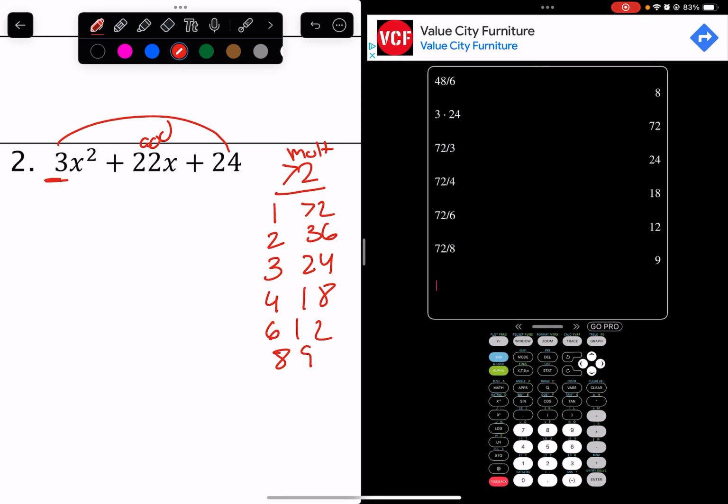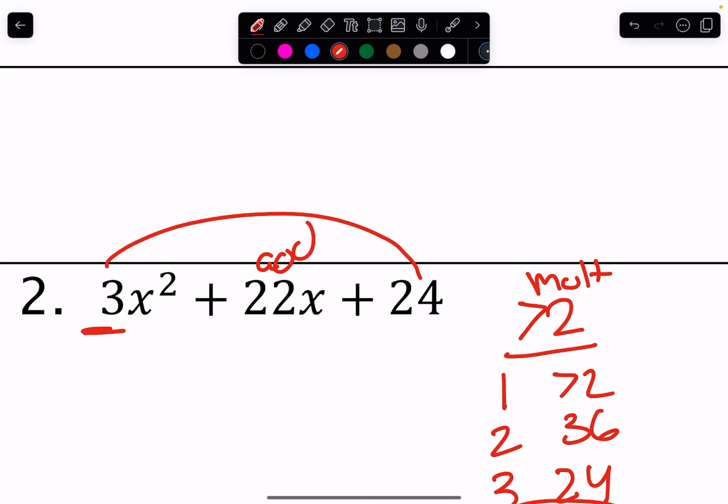You know you're done listing out the factors once you start repeating. If I continued down my list, I would try 9, which means I'm starting to work my way back up. So that means we got all of our factors there. If you want to multiply to a positive and add to a positive, they're both going to be positive. We just have to figure out what pairing adds to 22. In this case, that's going to be my 4 and my 18. So I go ahead.